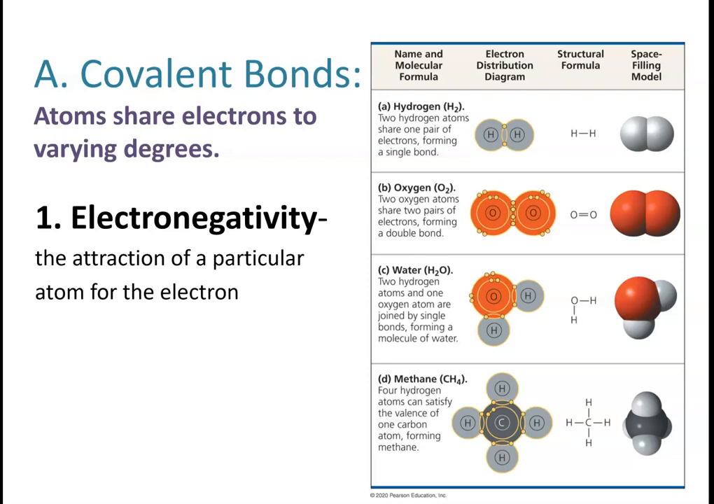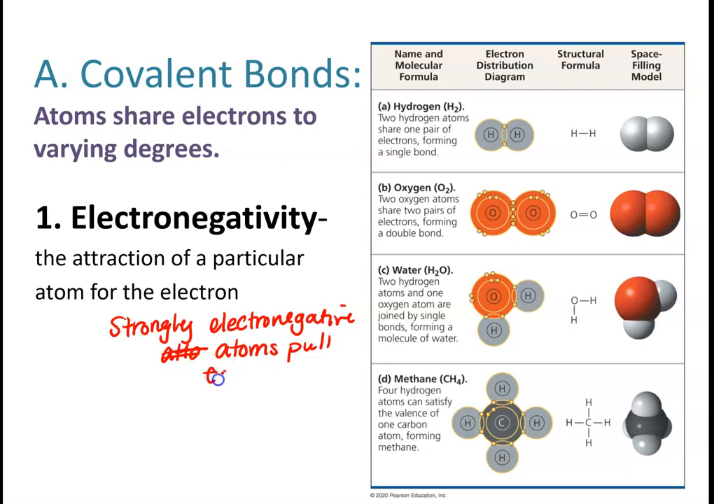So some atoms share their electrons to varying degrees. Some atoms are really electronegative. That means they strongly pull electrons to their core. So strongly electronegative atoms pull electrons toward their nucleus. Now, some are not as strong. Their electronegativity is lower, and they don't pull them quite as strongly.